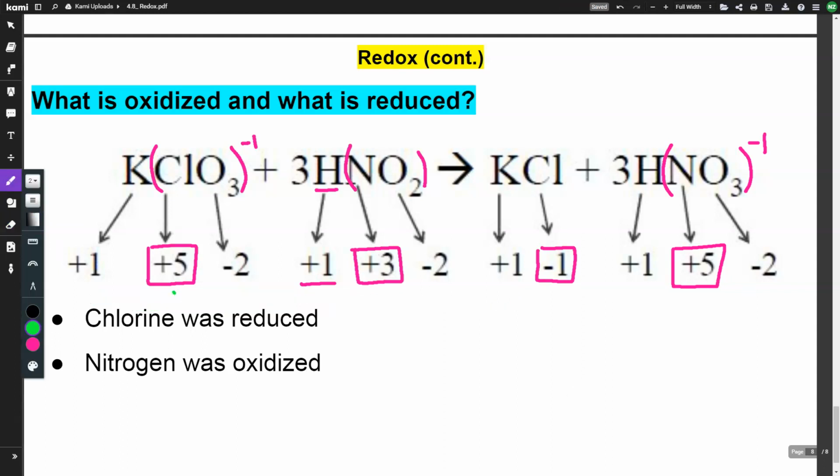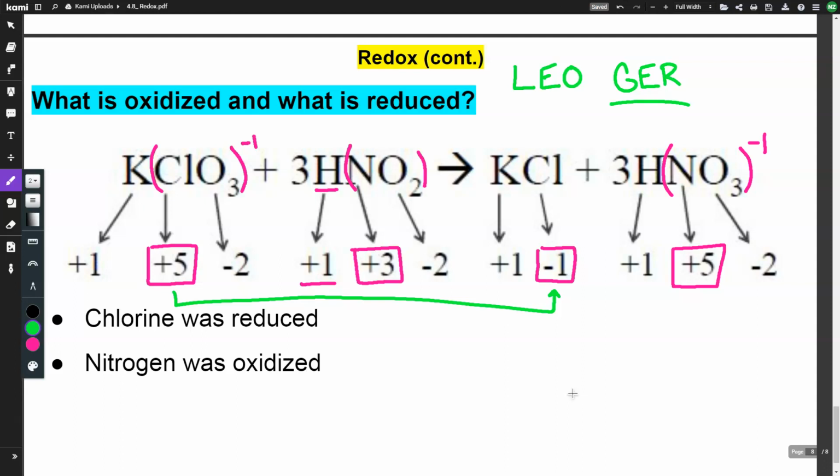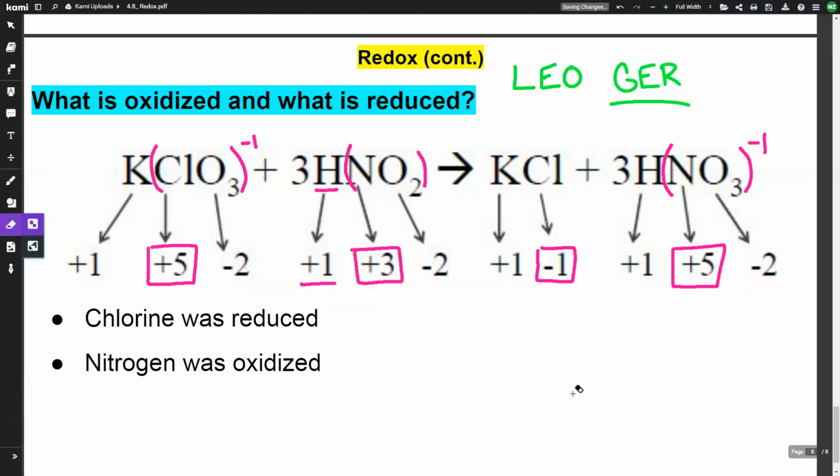Chlorine goes from +5 to -1. So here you would be gaining electrons. And I'm going to write it out again. Leo the lion says grr. So we gained electrons. Gain of electrons is reduced. So chlorine is being reduced here. Oxygen goes from -2 to -2. Nothing happened.